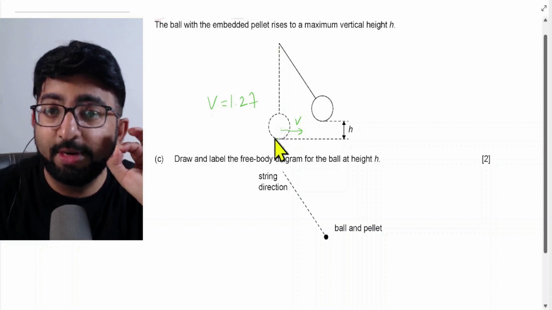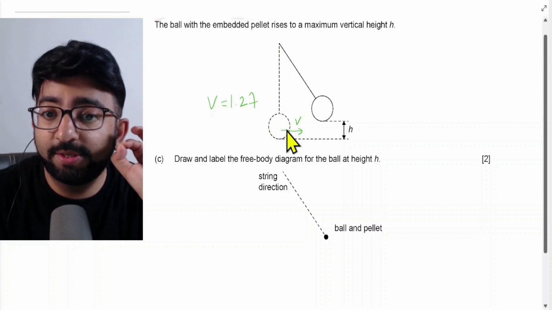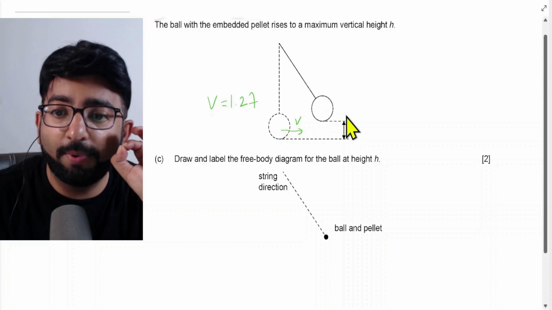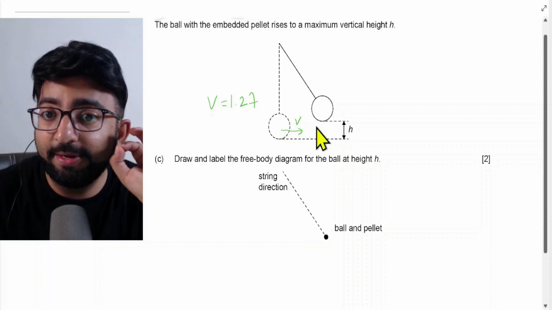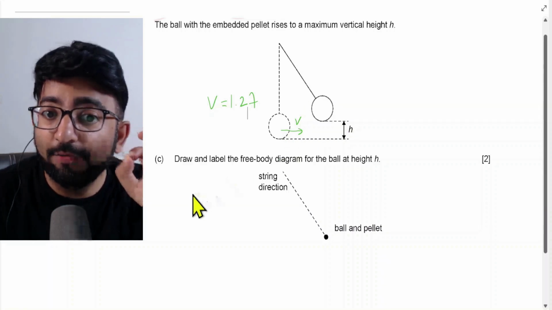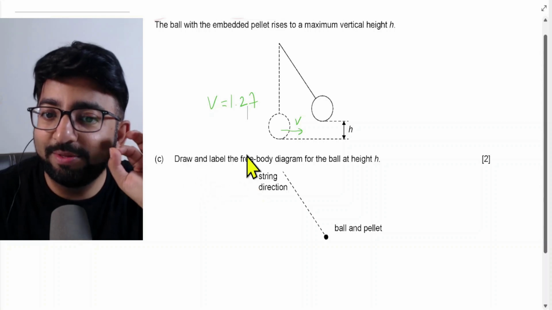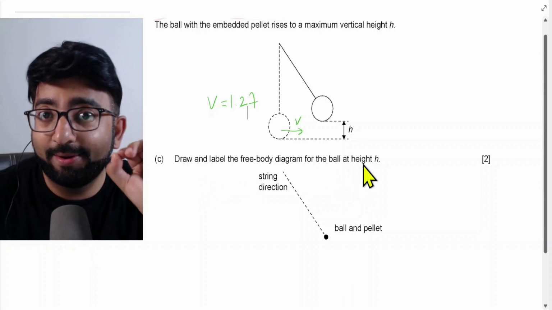...is connected to a string. So the ball is going to move in a circular arc and it goes up a height of h and finally reaches a maximum height. And now we are supposed to draw and label the free body diagram for the ball at height h.